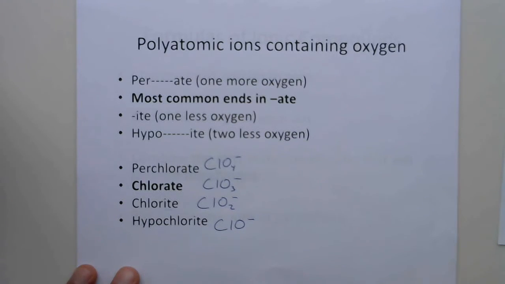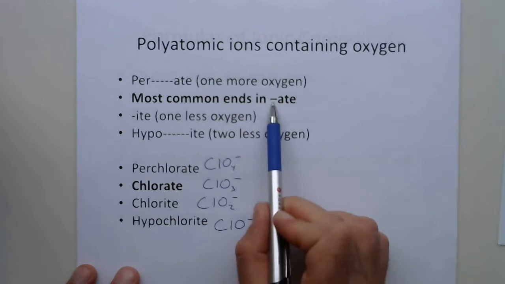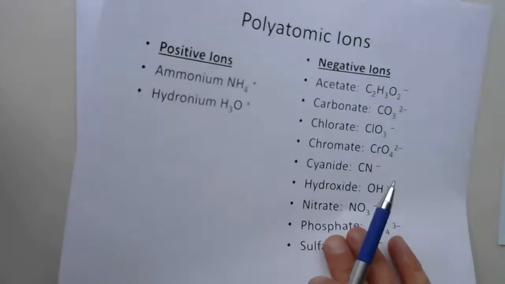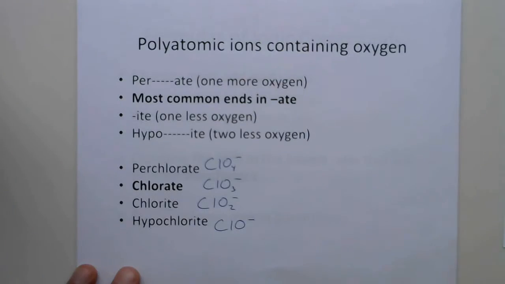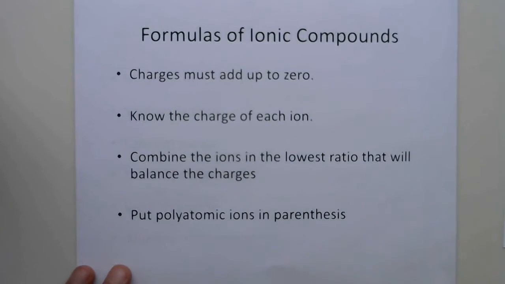And then hypochlorite, so that prefix hypo and the ending ITE means it lost another oxygen, so ClO with a -1 charge. You still need to memorize the ones that end in ATE, so memorize this list, but then if you know those rules, it helps you to name a few more of the polyatomic ions.